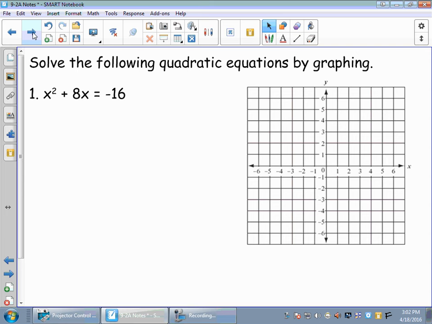All right, so we're going to solve the following quadratic equations by graphing. The very first step is to put it in standard form, so that means to move this 16 over. So we're going to get x squared plus 8x plus 16 equals 0. The 0 is the x-intercept, right? That's when my y value is 0.